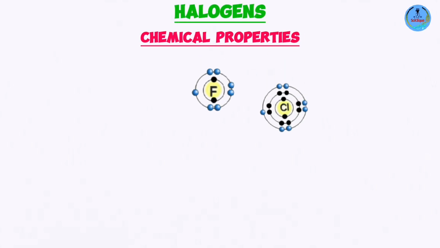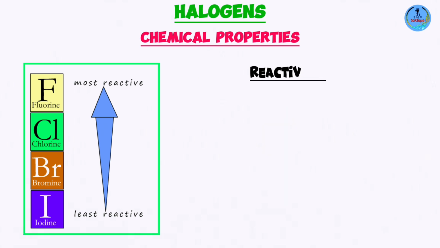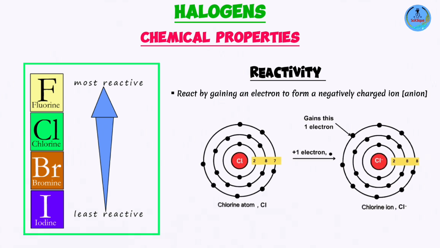Okay, guys, so this is part 2 of our revision series on halogens. In part 1, we introduced the halogens, talked about their physical properties, and now let us discuss their chemical properties. As stated before, halogens react by gaining electrons in order to form anions, negatively charged ions. Out of all the halogens, the most reactive is fluorine, and the least reactive is iodine. So let's start with the first one, reactivity with metals.